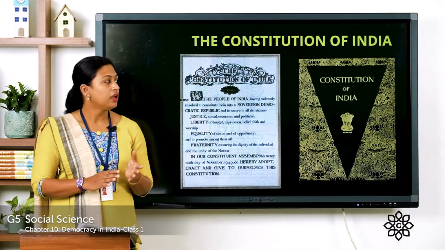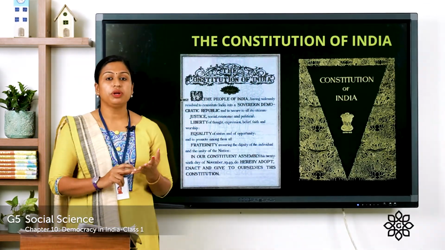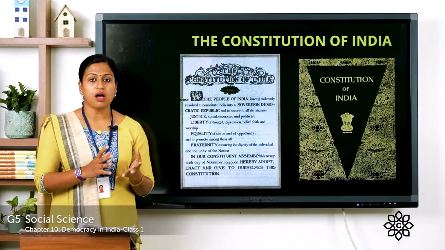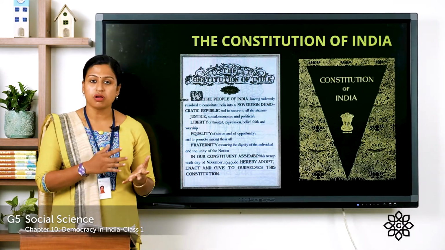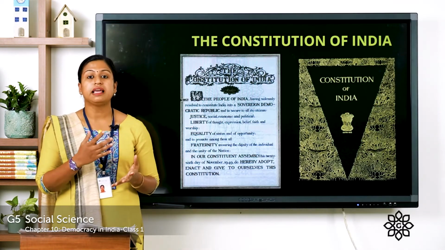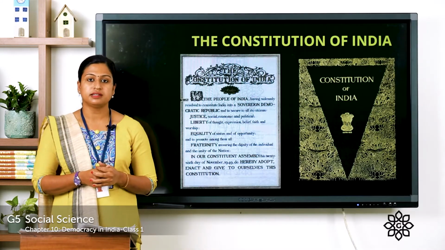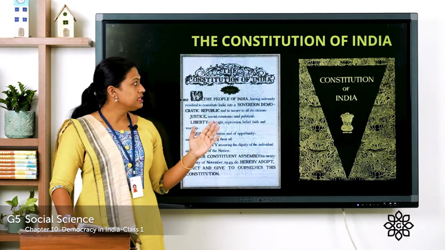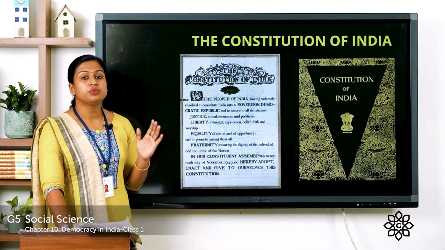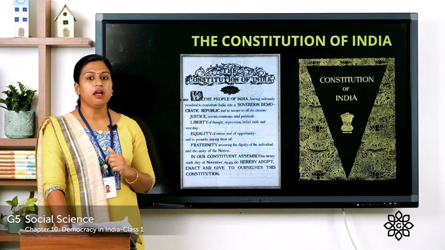organization works. It also shows the three branches of the government, how they work and what their powers are. The Constitution of India also tells the rights of the citizens. All of these are written down, and this came into force on 26th January 1950.